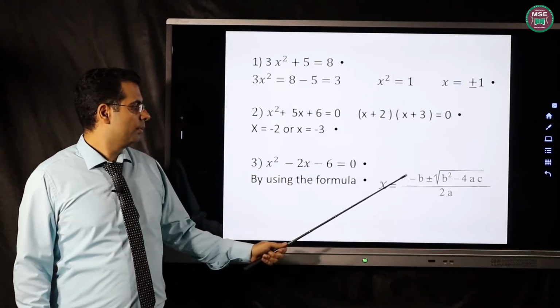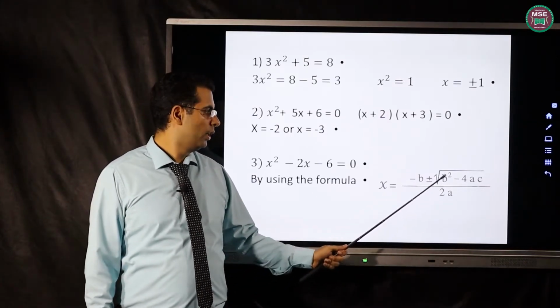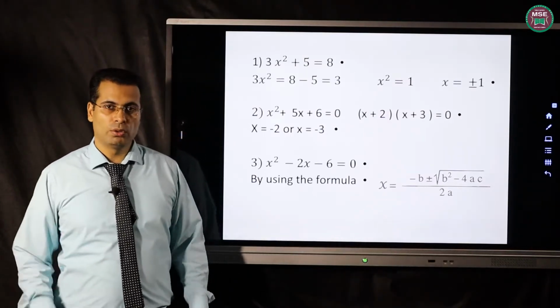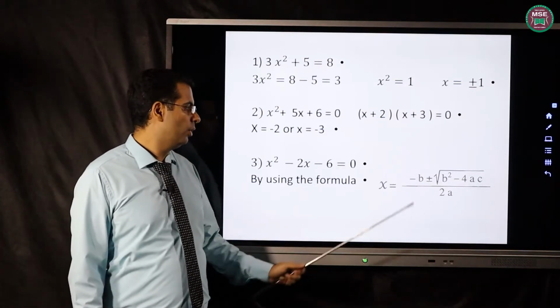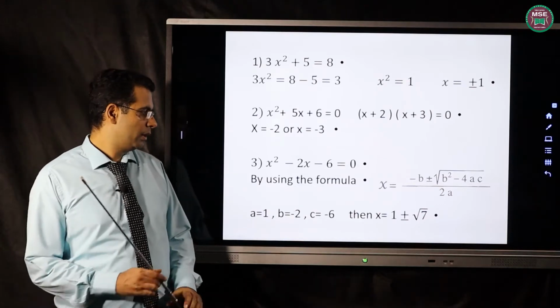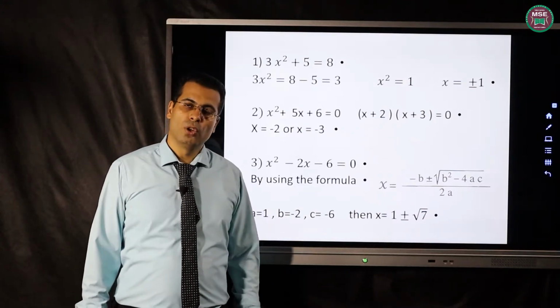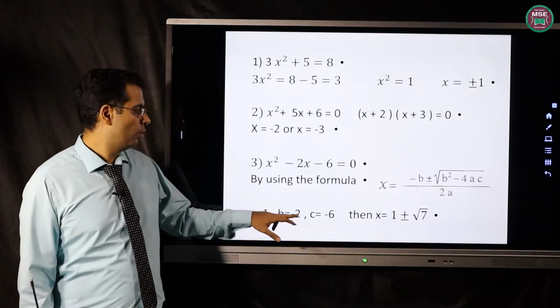By substituting, put b here, negative 2, negative times negative gives me positive. Here, negative 2, all power 2 between brackets, gives me 4. And so on, substituting gives me the result: x equals 1 plus root 7 and 1 minus root 7. We have two roots, or two solutions.